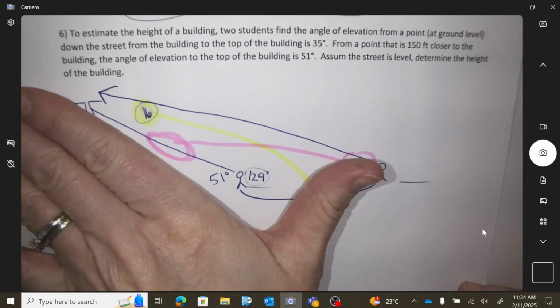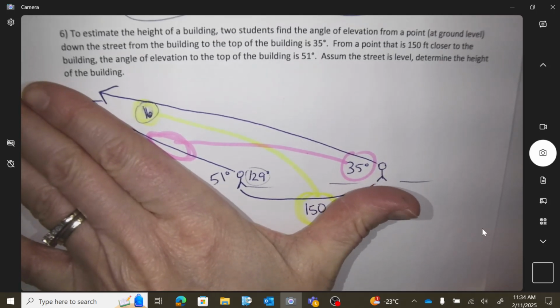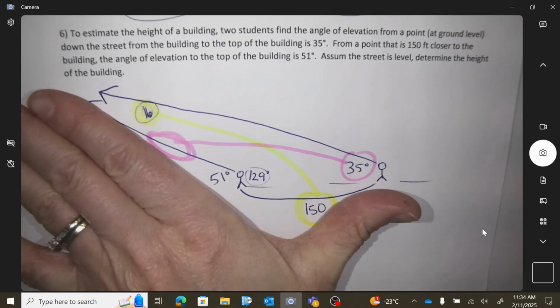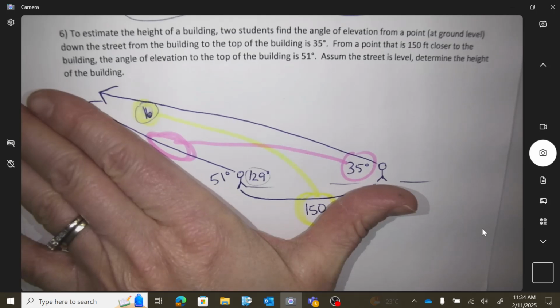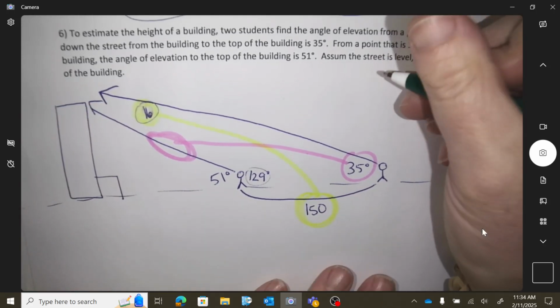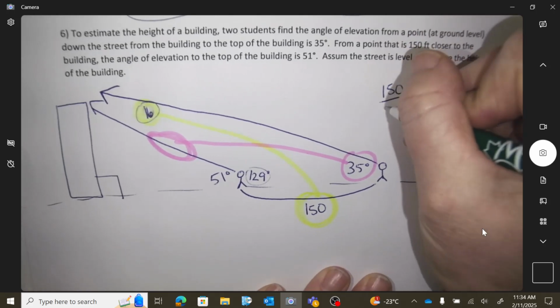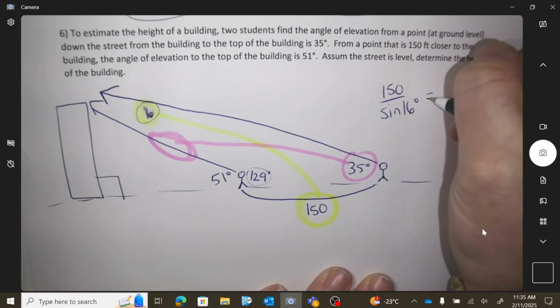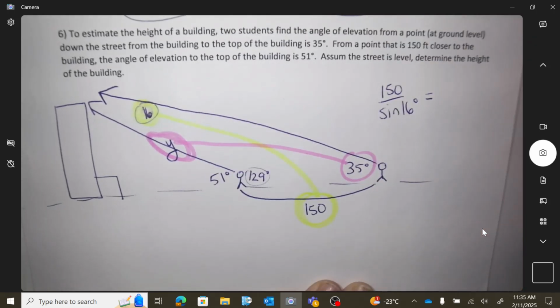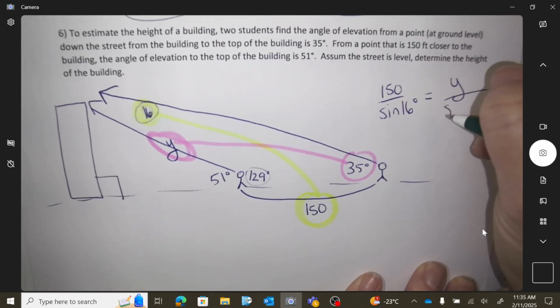Okay. Technically, I'm only working inside this triangle right now, right? Cover that one up. I'm only dealing with this triangle part. Okay? There's 3 triangles, so stick with one triangle when you're working. Don't crisscross triangles. So 150, sine 16. I'm going to go the letter Y here, though. I'm just going to call it something.